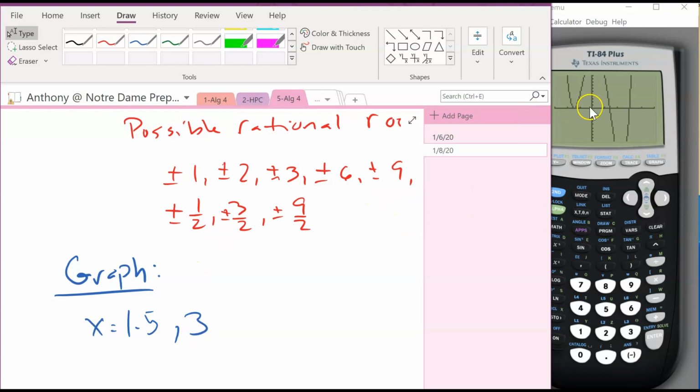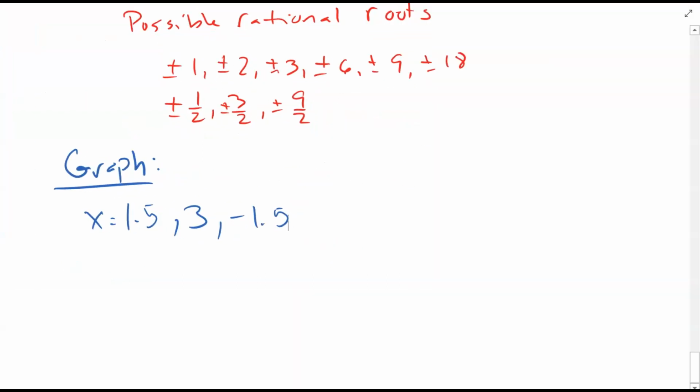And then if I look at the negative side, this is negative 1. That's negative 2. So what do you think this one is? Negative 1.5 maybe? You guys buy that? Seems reasonable. All right. So now I want to go and look at my list up above and see if anything from my graph matches up with the things on my list.